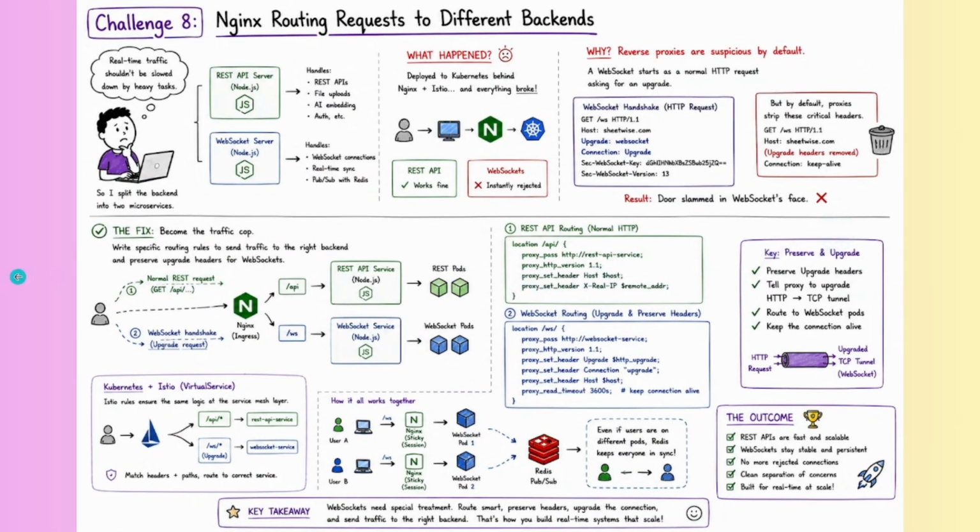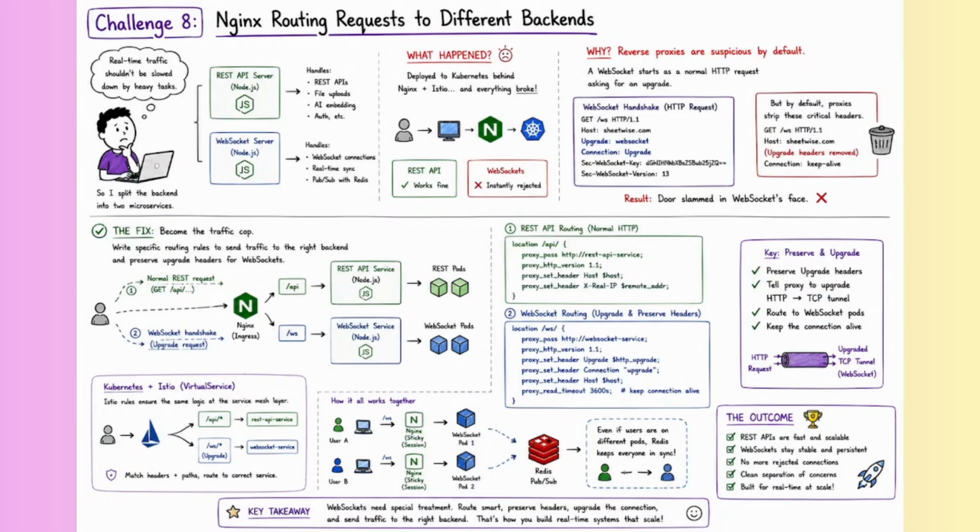It was Nginx routing requests to different backends to make Sheetwise as fast and scalable as possible. I didn't want my real-time WebSocket traffic getting bogged down by heavy tasks like AI embedding or file upload. So I split my backend into two completely separate microservices. One Node.js service for standard REST API calls, which does all the authentication and file handling, and a second Node.js server dedicated purely to WebSockets.